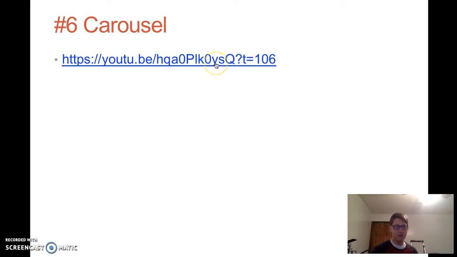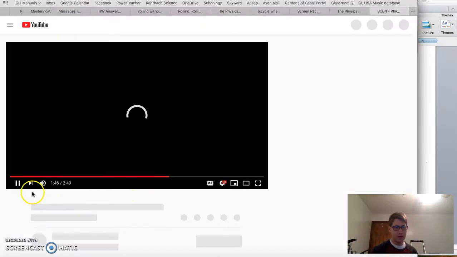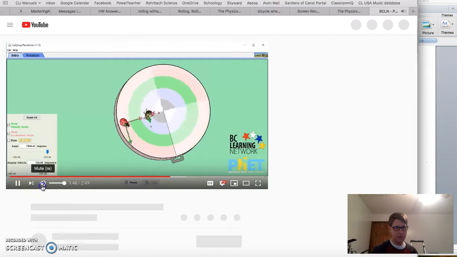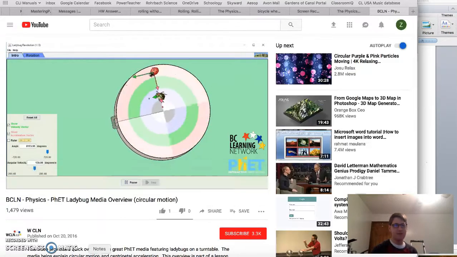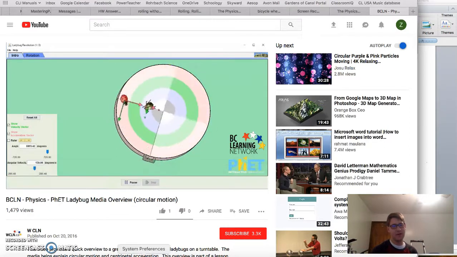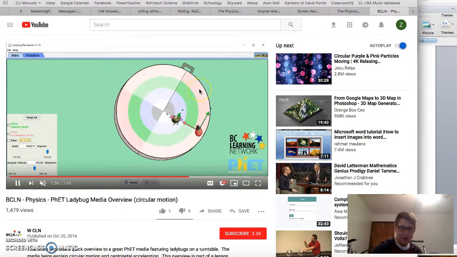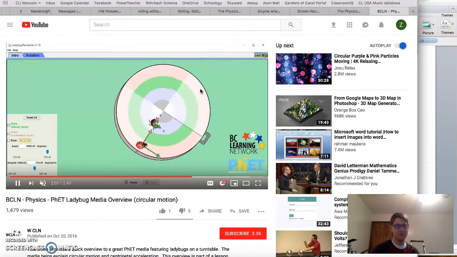And what I want to do is show you another YouTube clip. I don't need the sound. But I like this clip because you imagine this is the one kid close to the center, right? And this is the other kid closer to the outside. And you can see that the kid closer to the outside is moving faster.